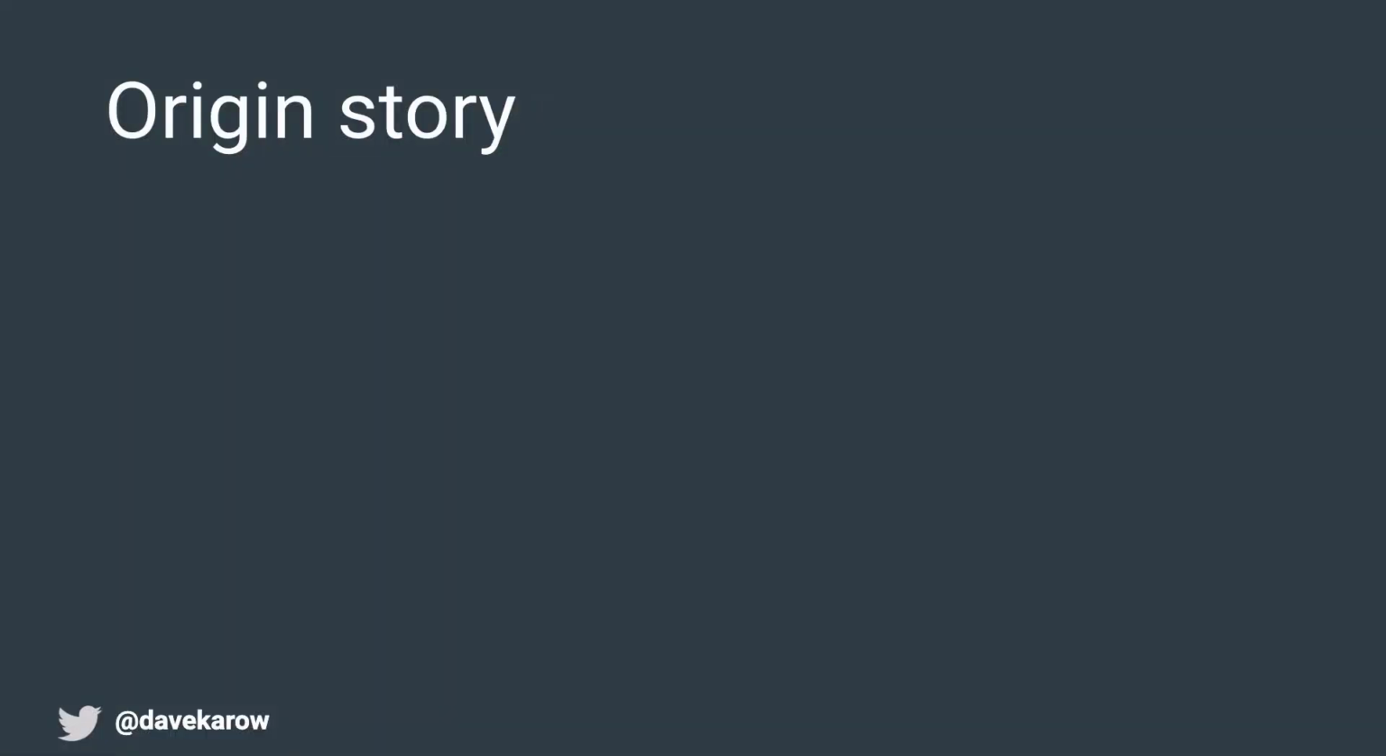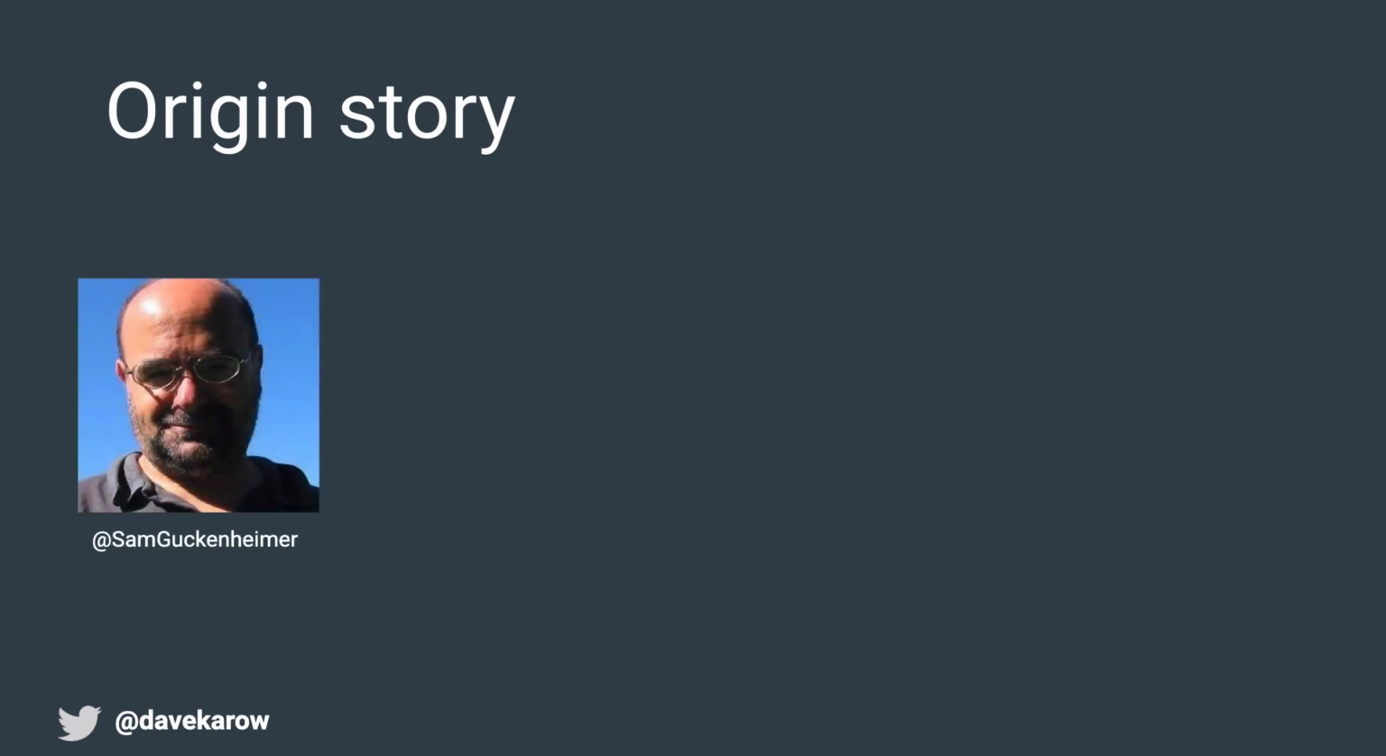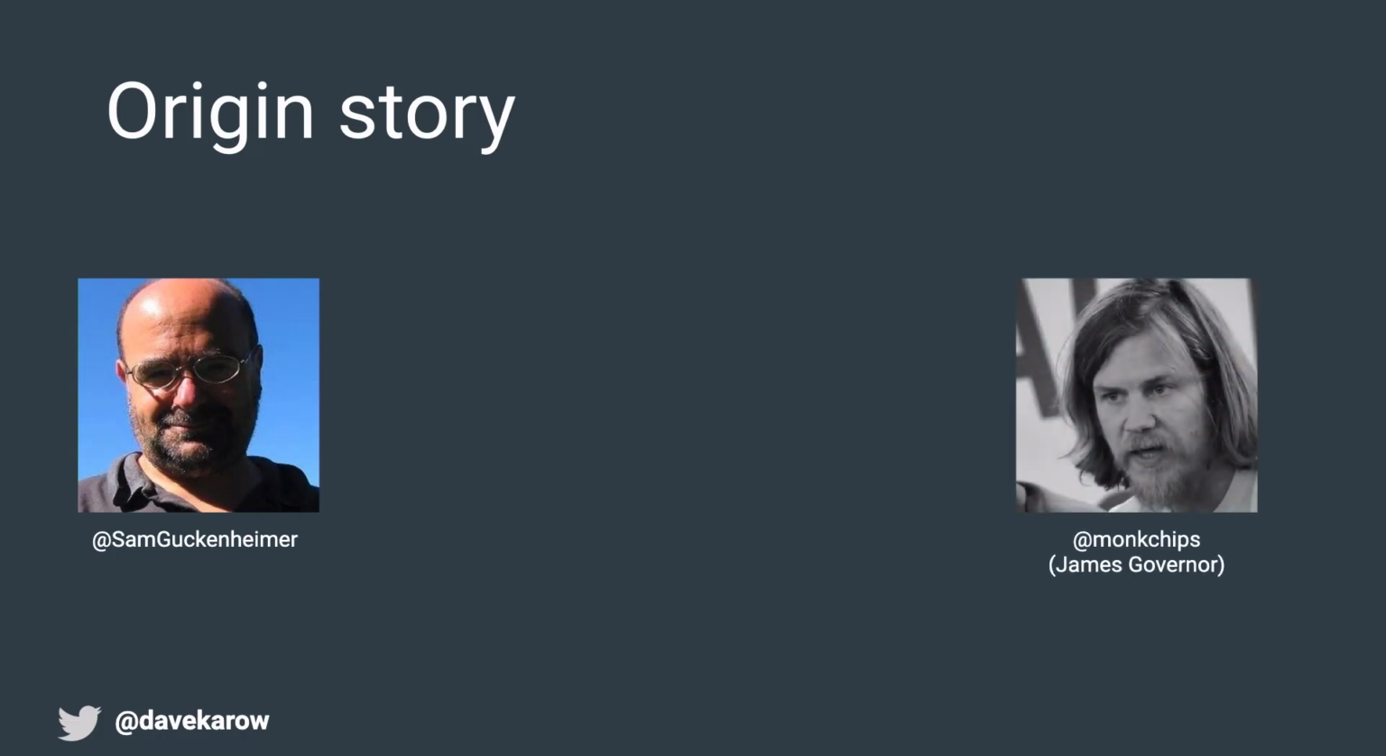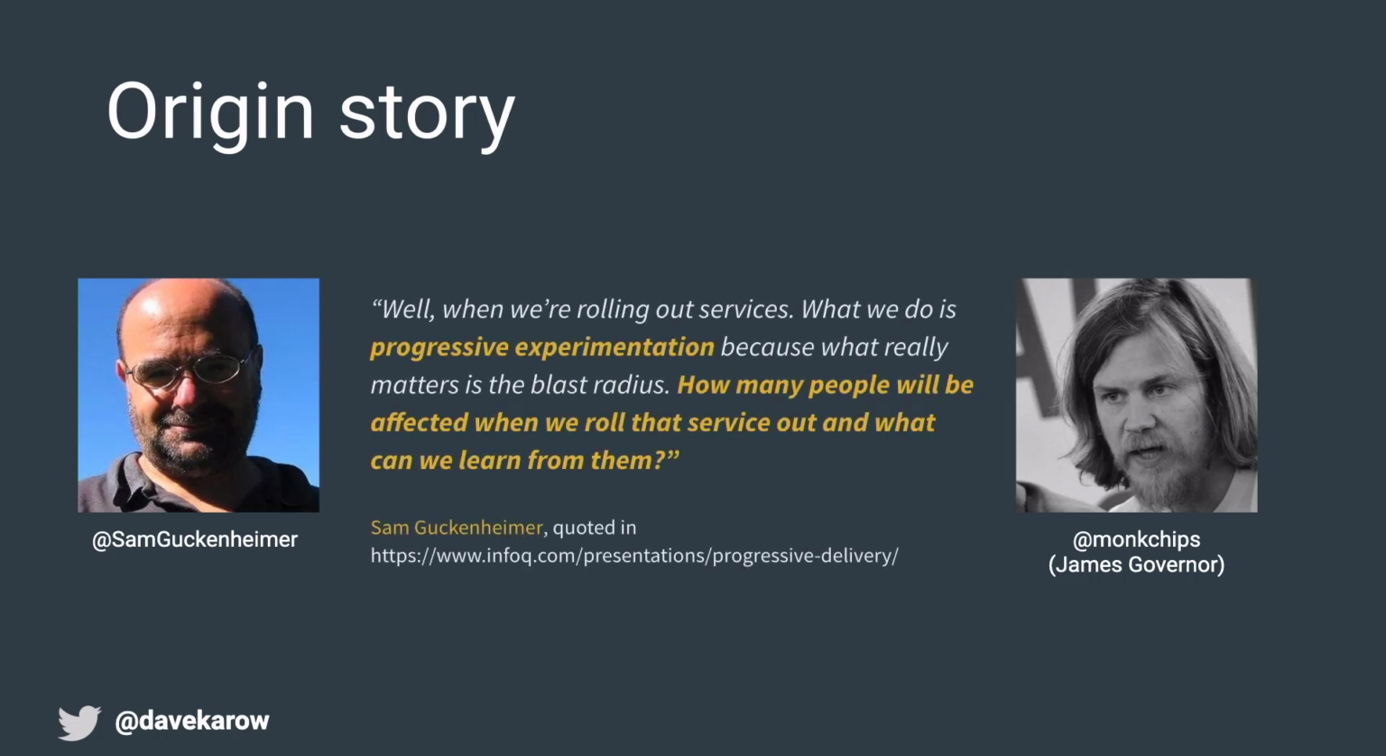So where did it come from, though? What's the origin story behind progressive delivery? Turns out that Sam Guckenheimer, based up here in Seattle, worked for Microsoft, a product guy for Azure DevOps. He was having a conversation with James Governor, also known as Monk Chips, from RedMonk, and he was explaining how they were rolling out stuff through a variety of techniques. And he put it this way: when we're rolling out services, what we do is progressive experimentation, because what really matters is the blast radius, how many people will be affected when we roll it out, and what can we learn from them. So he used the term experimentation, which is more specific, because he really wanted to learn for sure. It's also progressive, right?